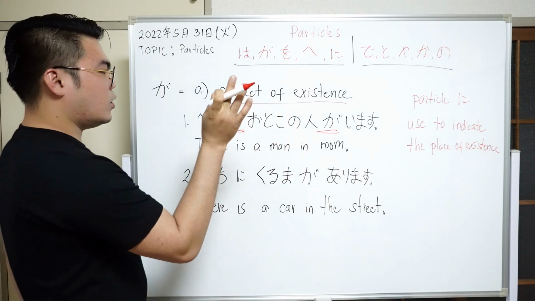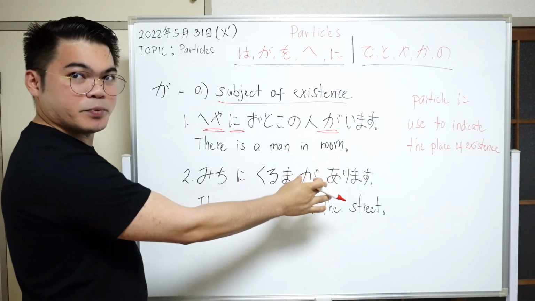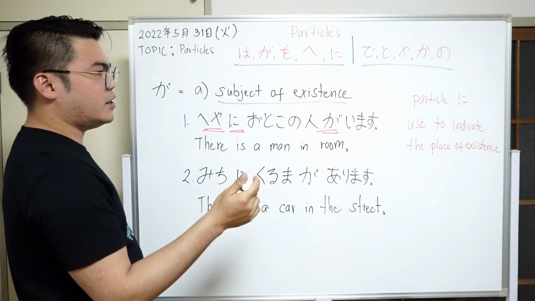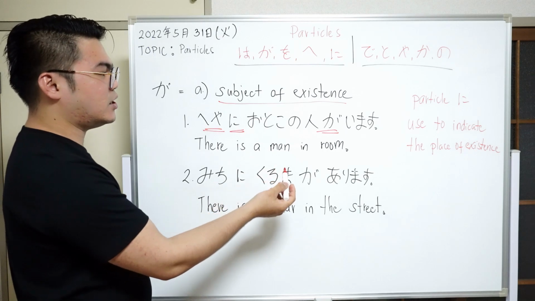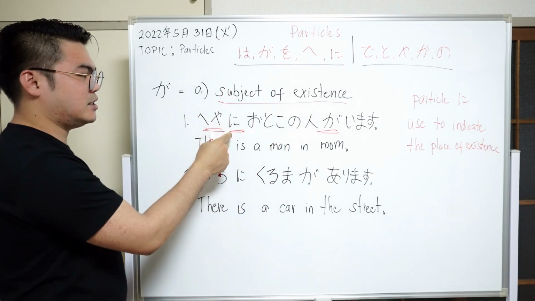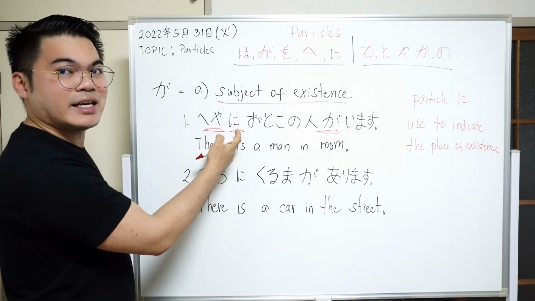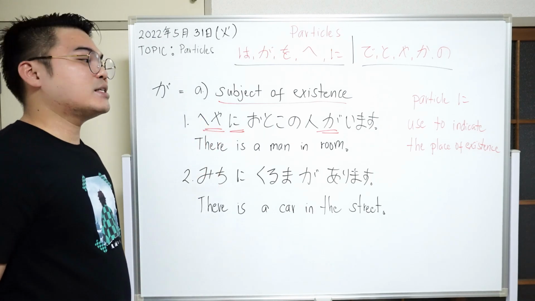So, the man is in the room, or there is a man in the room. We say that the man exists in the room. That's why we put the particle ni here, after the place, to indicate the place of existence.